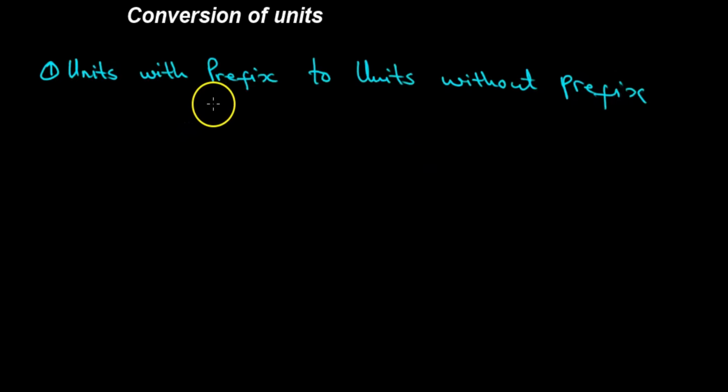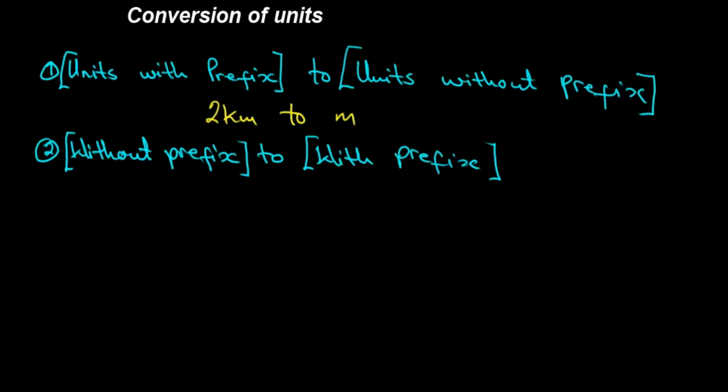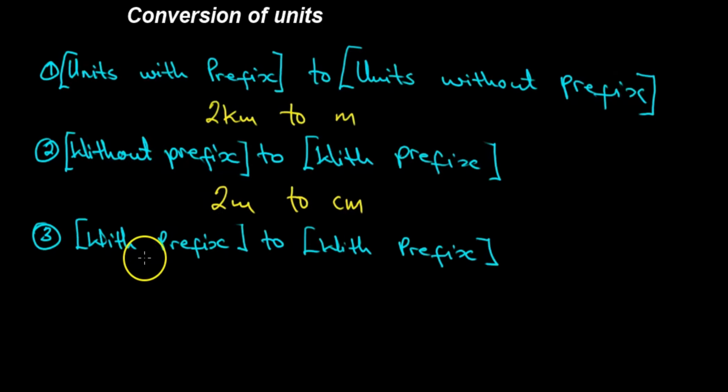The first one is a unit that has a prefix to a unit that does not have a prefix. An example is converting 2 kilometers to meters. There's a prefix here, converting to a value without a prefix. Then we have another one, which is a value without a prefix to a value with a prefix. An example is converting 2 meters to, let's say, centimeters. Now the third one is a unit with a prefix to another unit with a prefix. An example is converting 2 millimeters to kilometers.